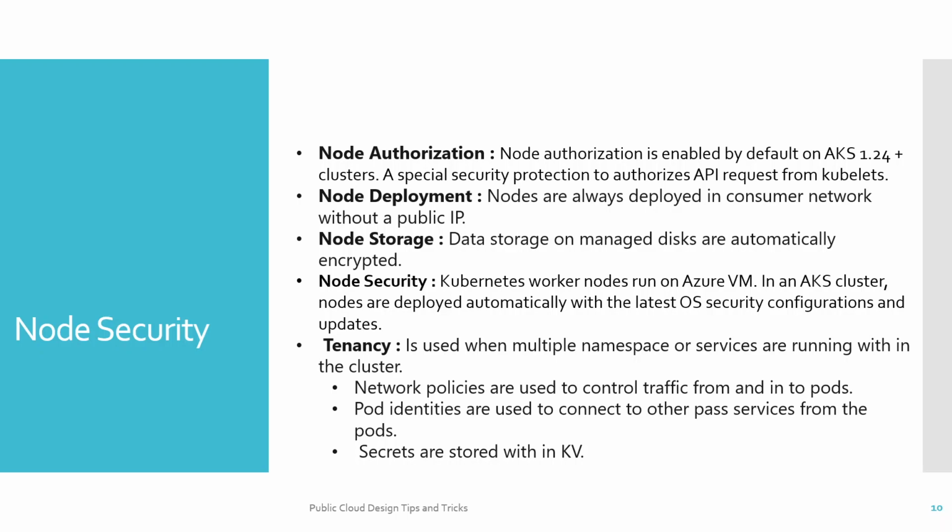Network policies are used to control traffic from and into the pods, as well as pod to pod communication. Now pod identities, which are nothing but managed identities within Azure Active Directory, are used to connect to other PaaS services from the pods. So that is where you can secure that connectivity as well, without storing all the necessary user ID and password kind of information. And the secrets used within the pods are again managed by the key vault with different best practices. So that is more of a secret management technique.